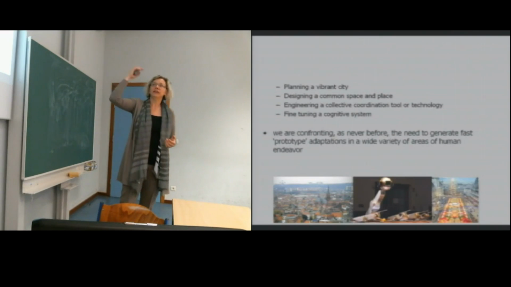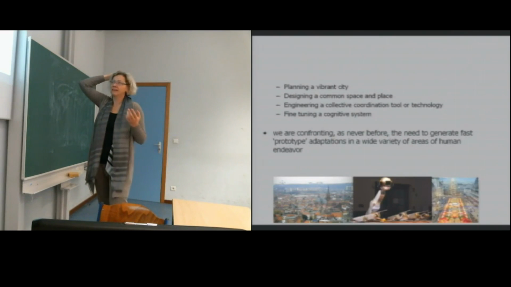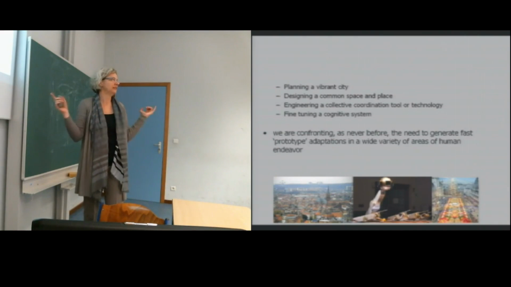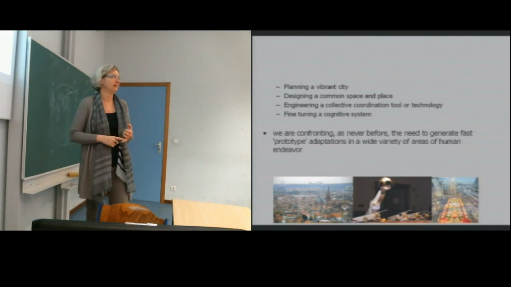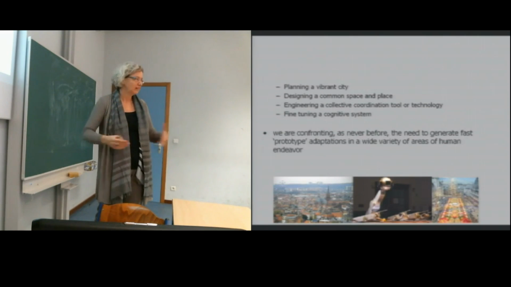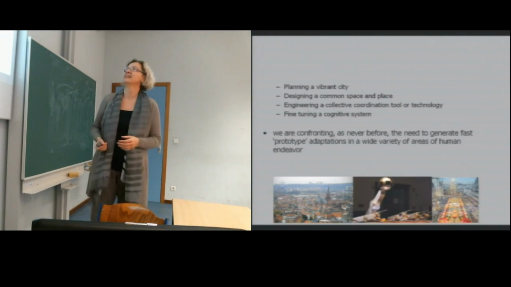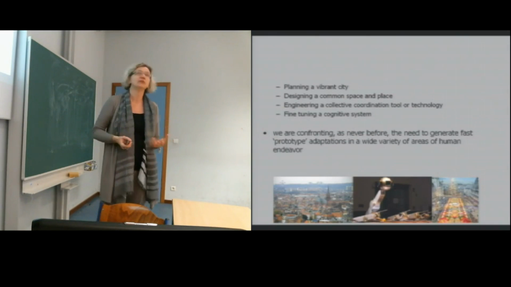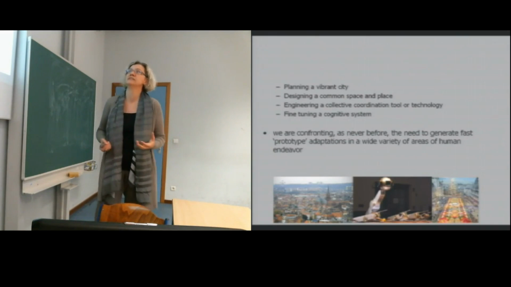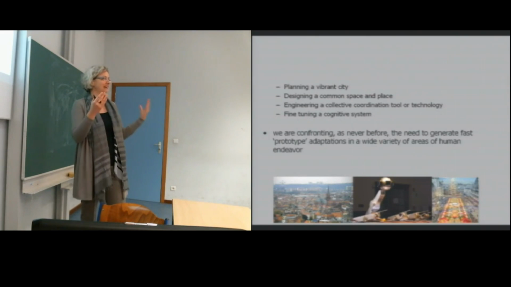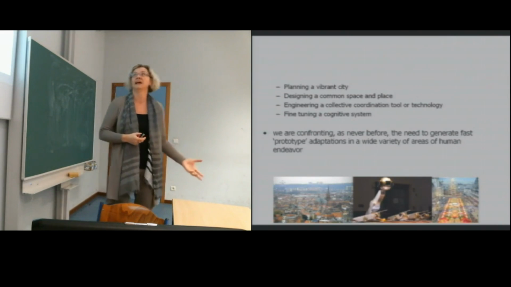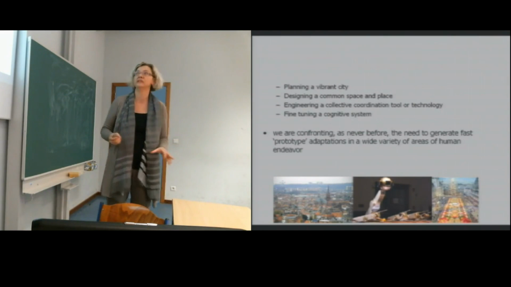Just to give a few images that make it very clear: the planning of a city, which is infinitely complex, and we are building in the last couple of years one a month, one a week. It's designing common spaces, engineering tools for collective coordination, fine-tuning of cognitive systems. It's very difficult to say where the line is between science on one side and art, aesthetic sensitivity and design on the other. I think it's really not that straightforward.